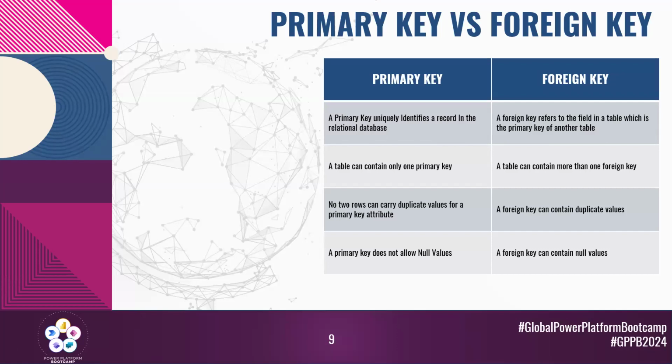Now, primary key, again, you say that no two rows can carry duplicate value of a primary key attribute. It means that in the example I gave, two products cannot share one ID. Two customers cannot share one ID, right? When we say primary key, we talk about uniqueness. That's one of the features of a primary key. Now, a foreign key can have duplicate values. A primary key does not allow null values.